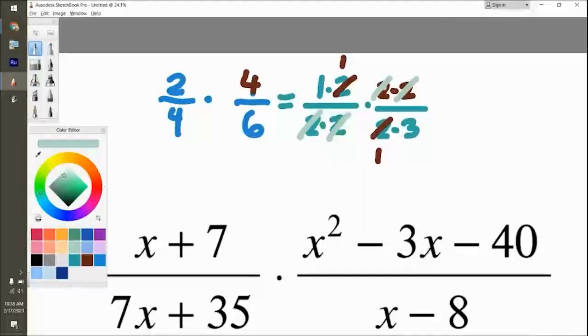And if you notice at the top, I have 1. These are all 1s here. So it's 1 times 1 times 1 times 1 is equal to 1. Okay. And then over here, it's 1 times 1 times 1 times 3. So your final answer should be 1/3 for this.